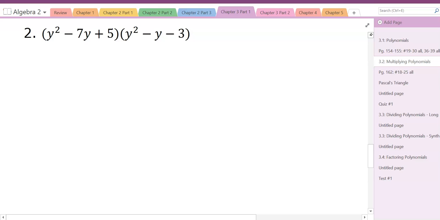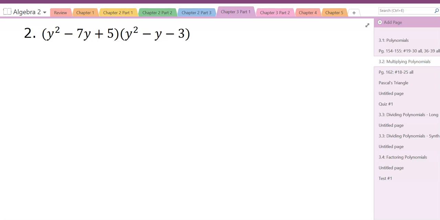So for this one, each polynomial has 3 terms. If I was using the distributive property, which you can totally use, I'm not saying you have to use the box method, but some of you are going to like it better, you would take y squared to y squared minus y minus 3. Then you would do negative 7y to y squared minus y minus 3. And then you would do 5 to y squared minus y minus 3. That's 3 sets of arrows that you'd have to draw. So this box method is going to avoid that.